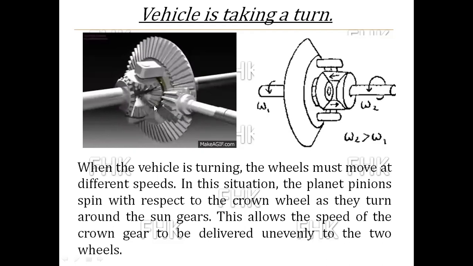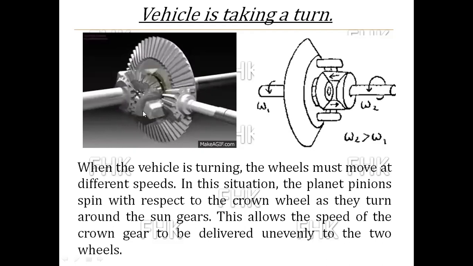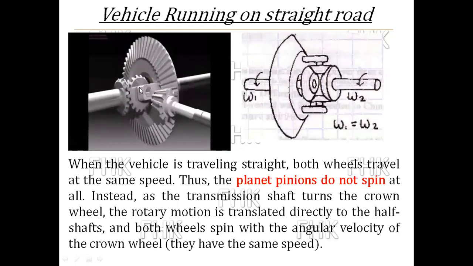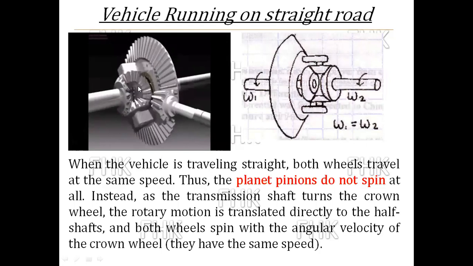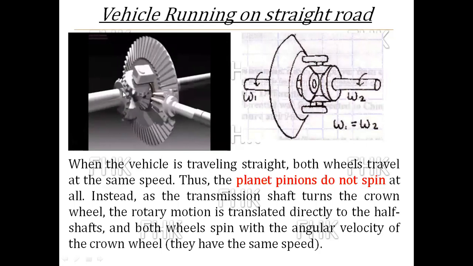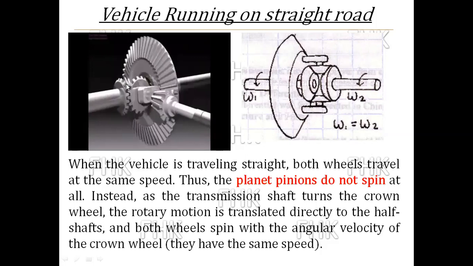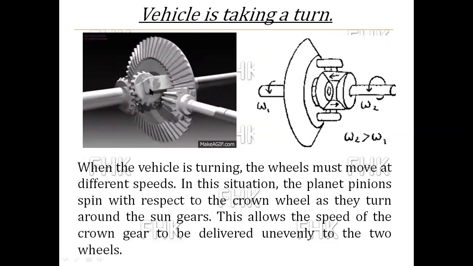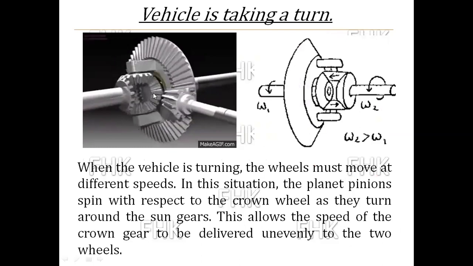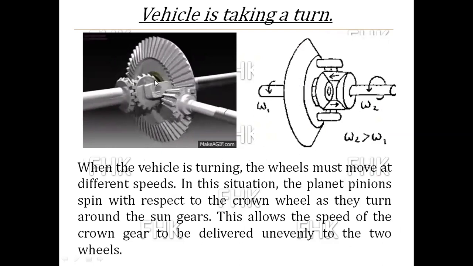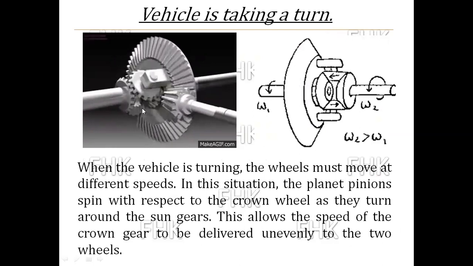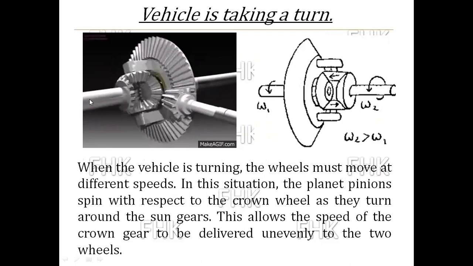This happens only when the planet pinion is spinning, and in the case of straight moving, the planet pinion is not spinning. If it is not spinning, the two sun gears have the same angular velocity. But in the case of turning, this sun gear is stationary, and the planet pinions are spinning. So this motion is given to the wheel. Okay, so you have to clearly understand these things.